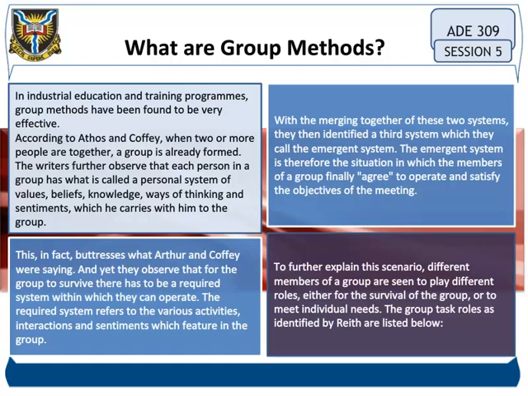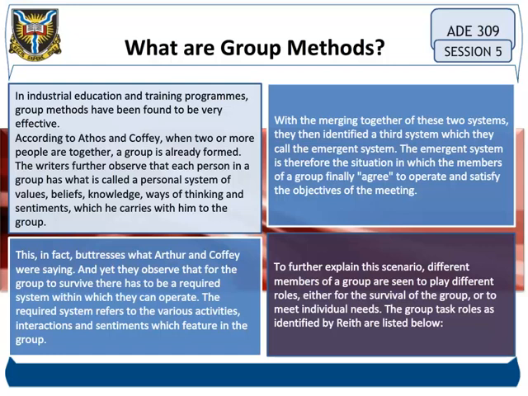According to Otto and Coffey, when two or more people are together, a group is already formed. The writers further observe that each person in a group has what is called a personal system of values, beliefs, knowledge, ways of thinking, and sentiment which he carries with him to the group. For the group to survive, there has to be a required system within which they can operate. The required system refers to the various activities, interactions, and sentiment which feature in the group.